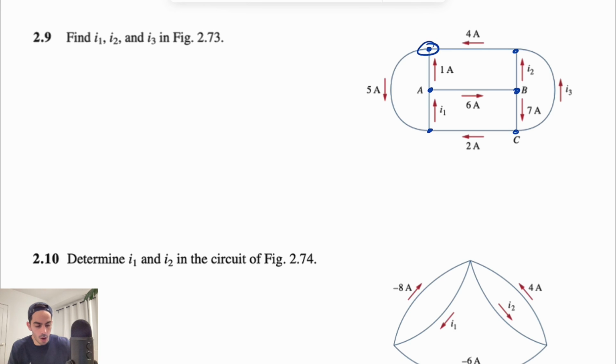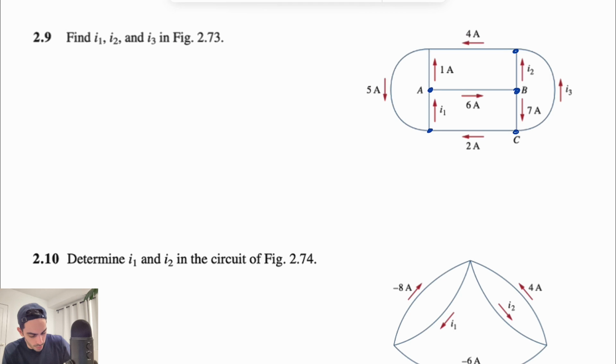We don't have any unknown current entering or exiting this specific node, but just for the sake of practice and to see how this works, we have 4 amp and 1 amp entering this node, and the current leaving this node has to be equal to the sum of the other two. So 4 plus 1, and we can see that the current leaving that node is 5 amp. That verifies this law, but let's move on.